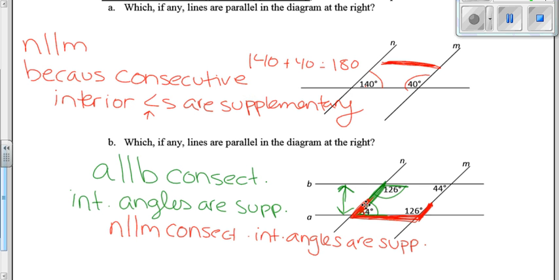Okay, so what we did today is we worked the other way. We said, well, where you're given lines, you need to decide if they're parallel. How are you going to decide that? Just looking at it and saying they look parallel is not good enough. We need proof. The proof is in the angle relationships.